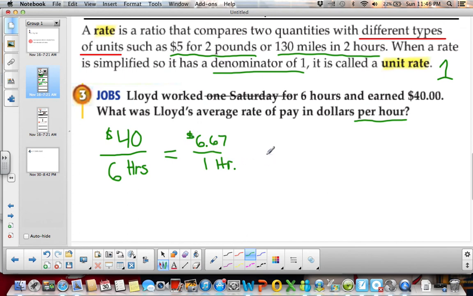So then we can rewrite this as $6.67 per, my slash means per hour. Okay, or you could write it out word for word, $6.67, so $6.67 per hour.